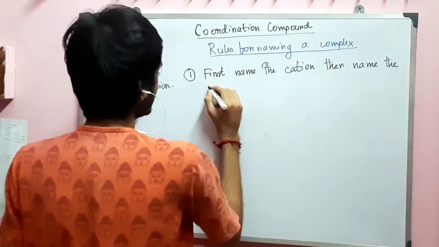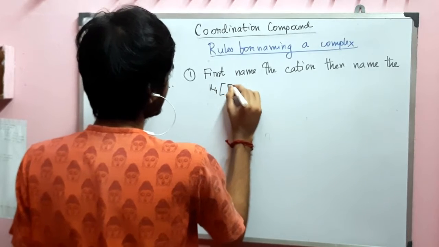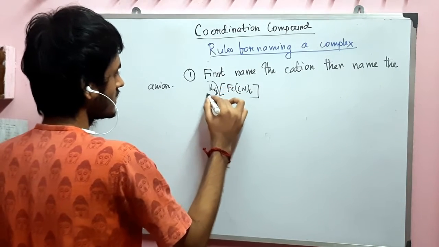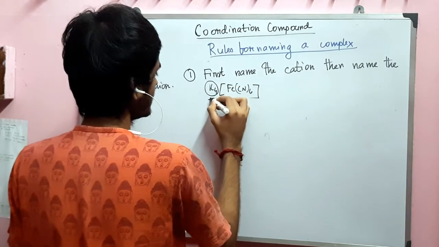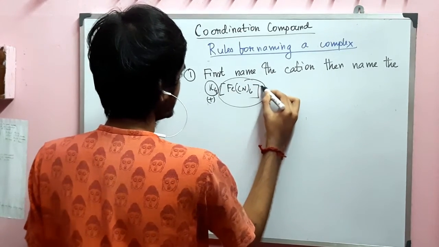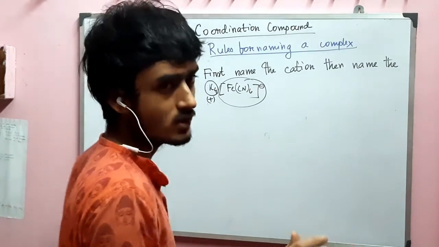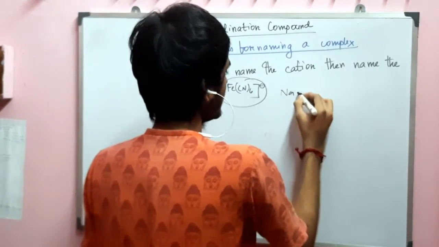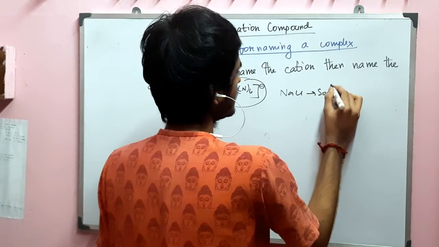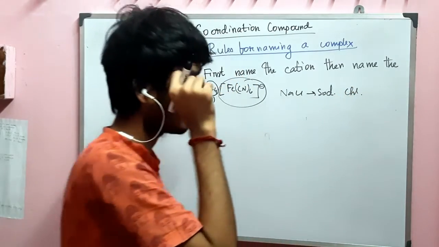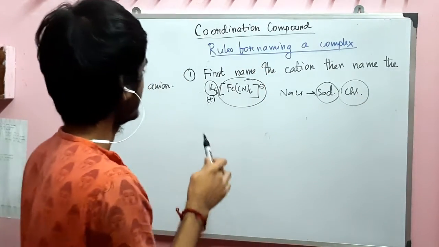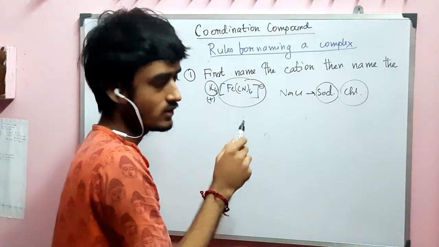What I want to tell is our famous example, K4[Fe(CN)6]. We will first name this potassium because it is plus charge, and then we will name this coordination sphere because it is in minus charge. In common salts, like NaCl, what do we call it? We call it sodium chloride. Why? Because the sodium is the cation and the chloride is the anion. So in here this rule is also applicable.